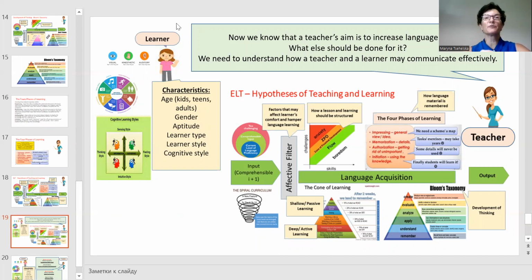By now, we have already talked about learners and their characteristics. We talked about different hypotheses of learning. And in the next video, we'll talk about motivation, what a teacher should do to increase our language learning, to increase the involvement of our students, and how is it possible to do it with all this series of hypotheses, and what we should do.